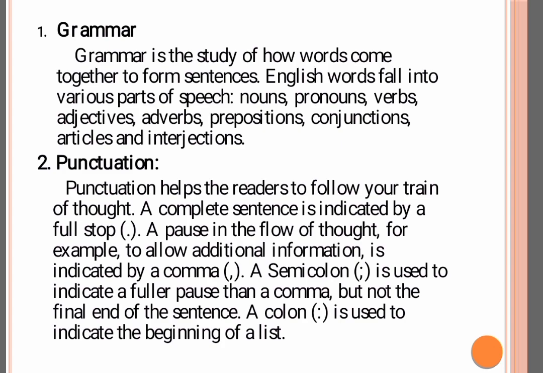Punctuation helps the reader to follow your train of thought. A complete sentence is indicated by a full stop. A pause in the flow of thought, for example, to allow additional information, is indicated by a comma. A semicolon is used to indicate a fuller pause than a comma, but not the final end of the sentence. And a colon is used to indicate the beginning of a list.